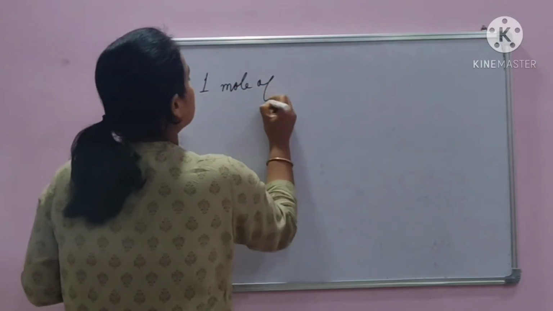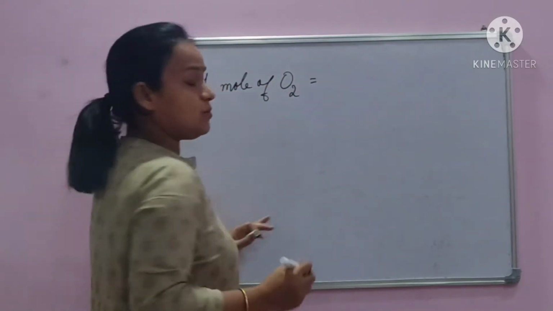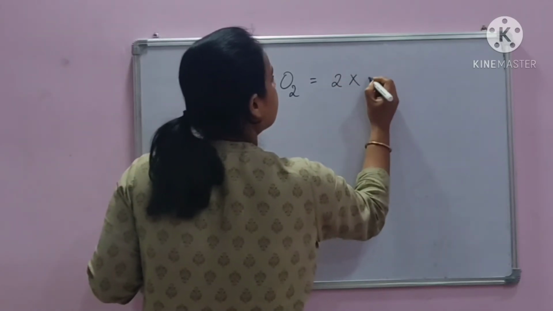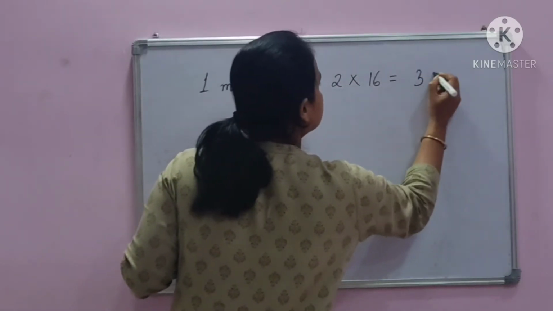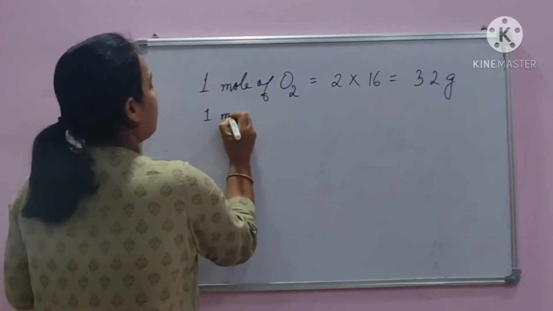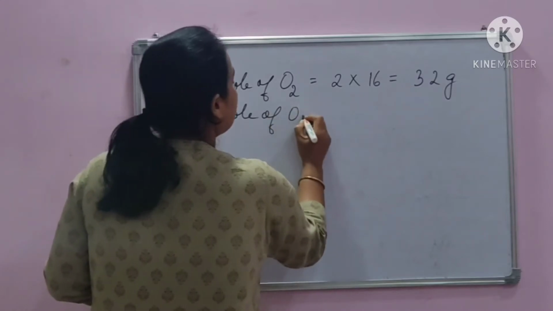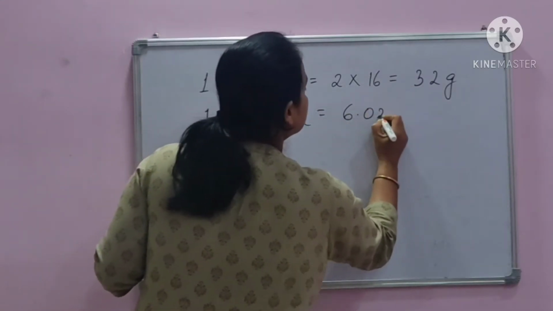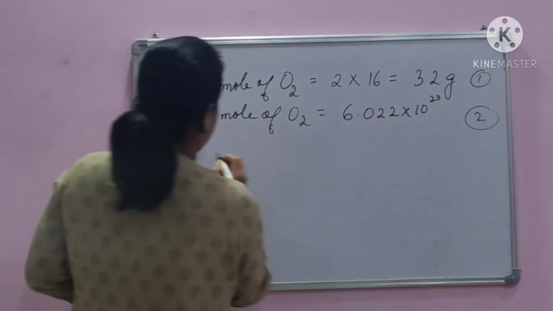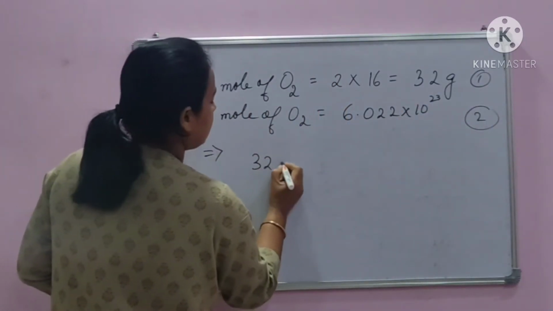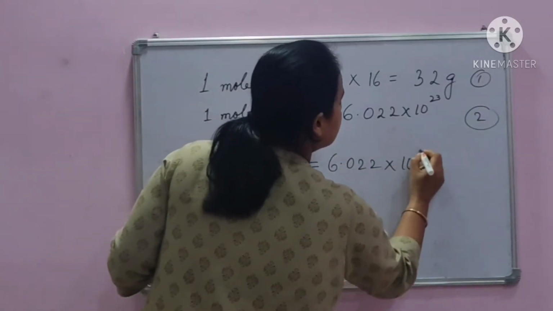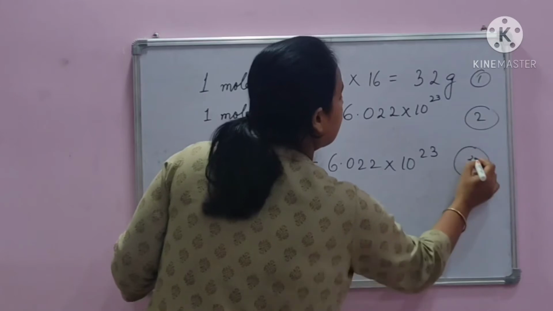The molecule is O2. So it will be equal to the gram molecular mass of oxygen, that is 2 into its atomic mass 16. That will be 32 gram. Right? And at the same time, this 1 mole of oxygen molecule will also mean equal to this. So if you combine these two, we can say 32 gram of oxygen molecule is equal to 6.022 into 10 to the power 23.